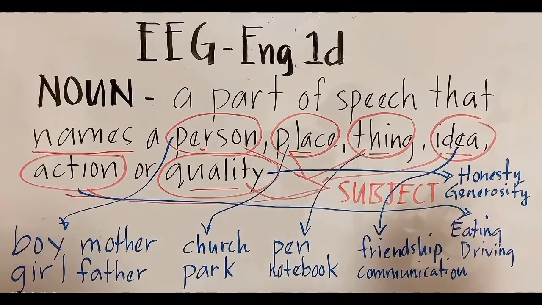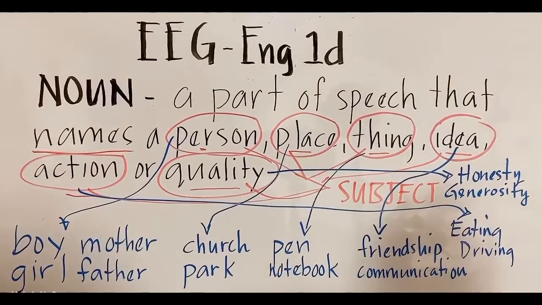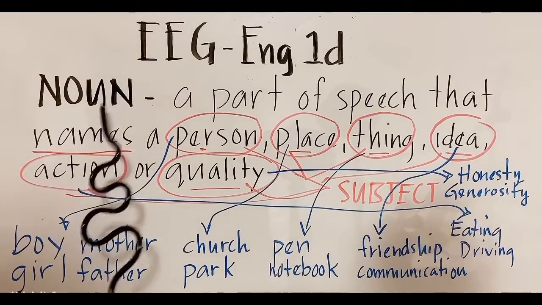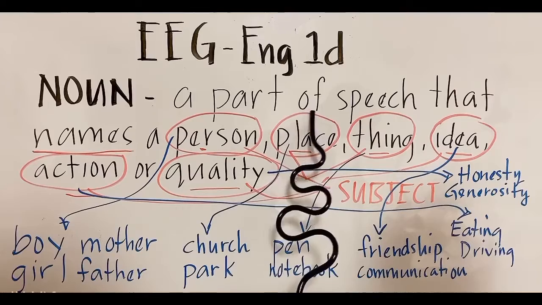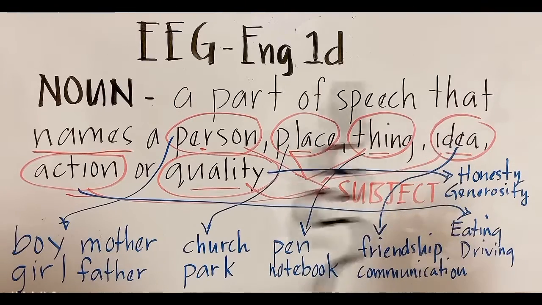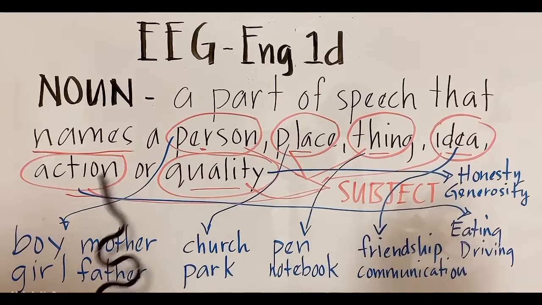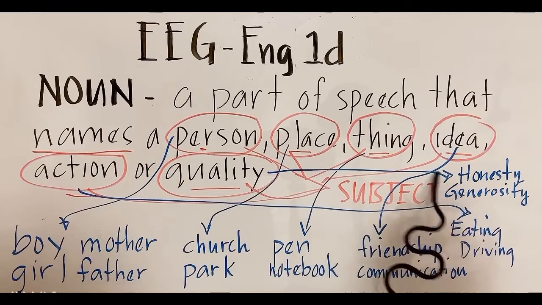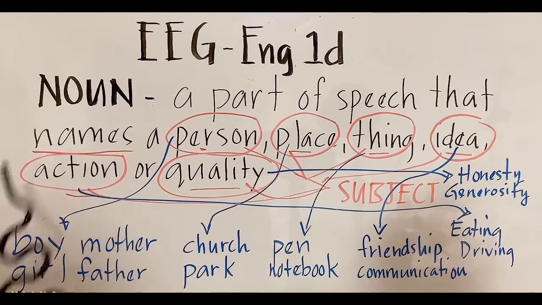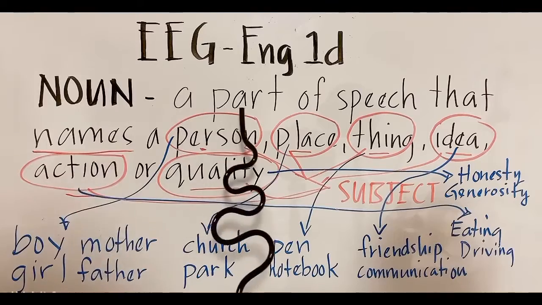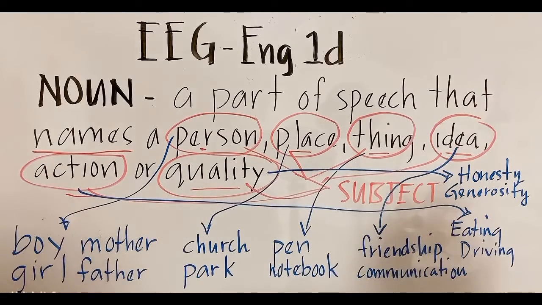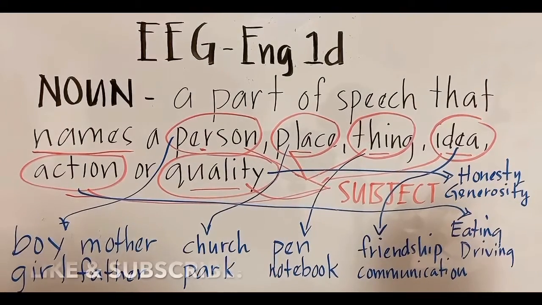Now we can also say that a noun is a part of a sentence that names a person, place, thing, idea, action, or quality. Since we are talking about the subject in the sentence, which is the noun, then noun is a part of the sentence. So we are done with the definition of a noun and its examples.